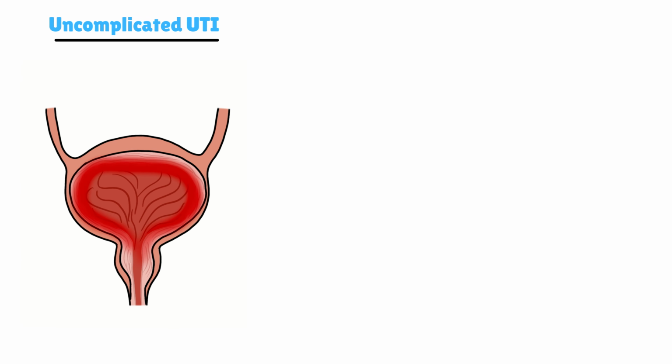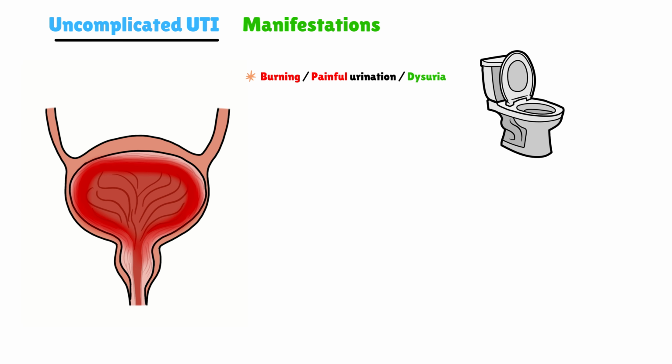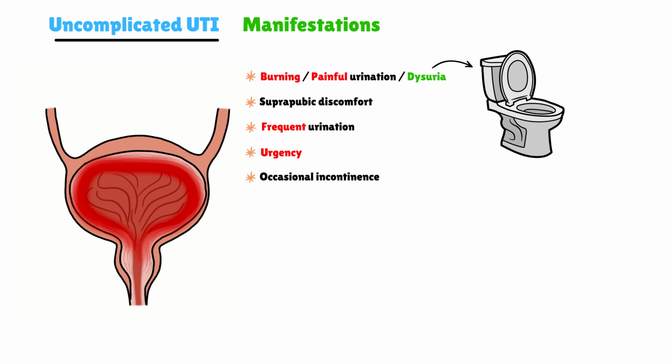However, uncomplicated UTIs are usually limited to the urinary bladder and tend to have a milder clinical picture. Usually, patients present with burning or painful urination, along with suprapubic discomfort, frequent urination, urgency, occasional incontinence, and the presence of blood in the urine, also known as hematuria.